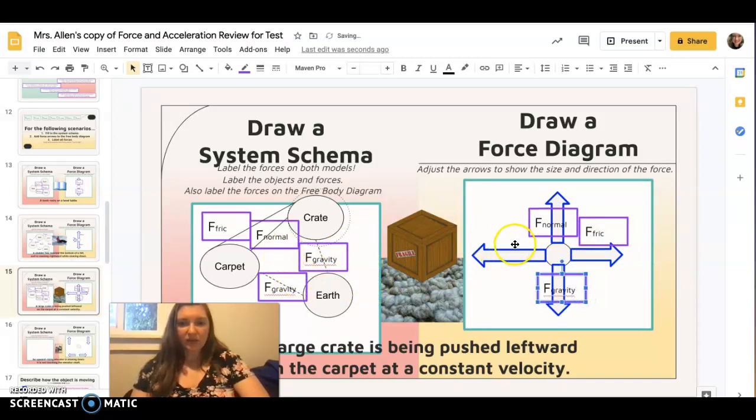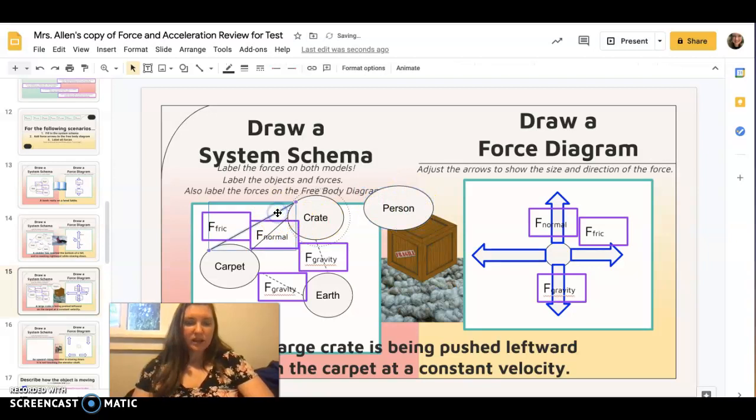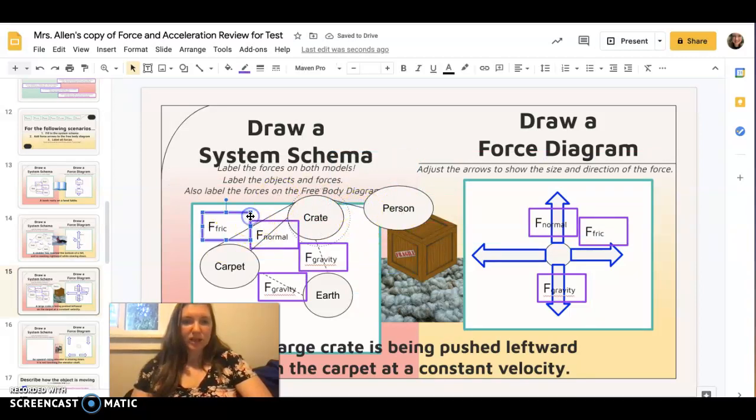And we actually need another circle here. We need something to do an applied force. So, say person. And I'm going to add this line between the crate and the person. And that's going to be an applied force.